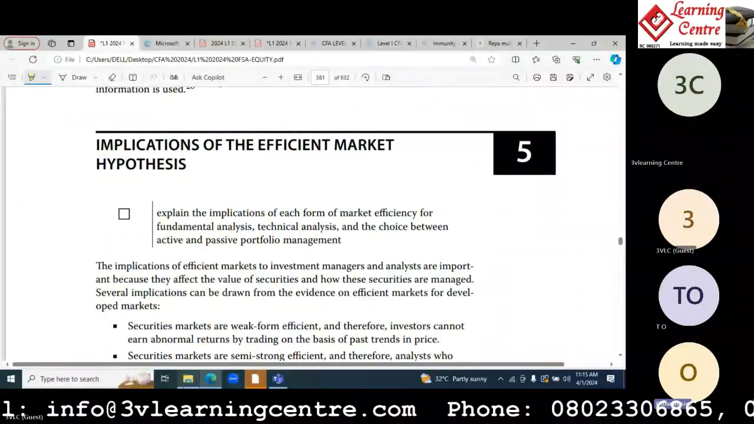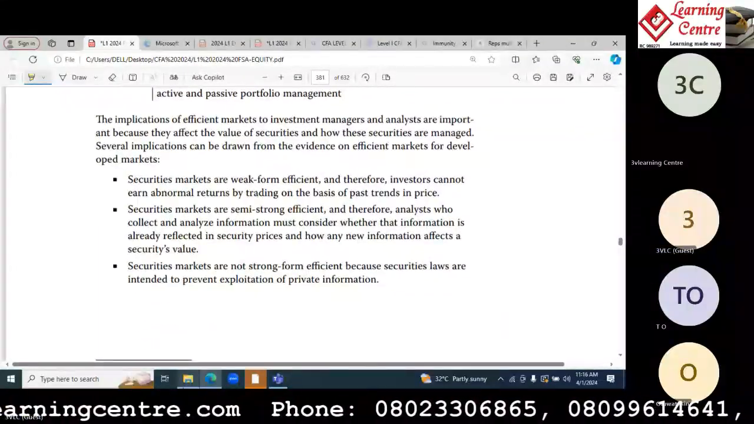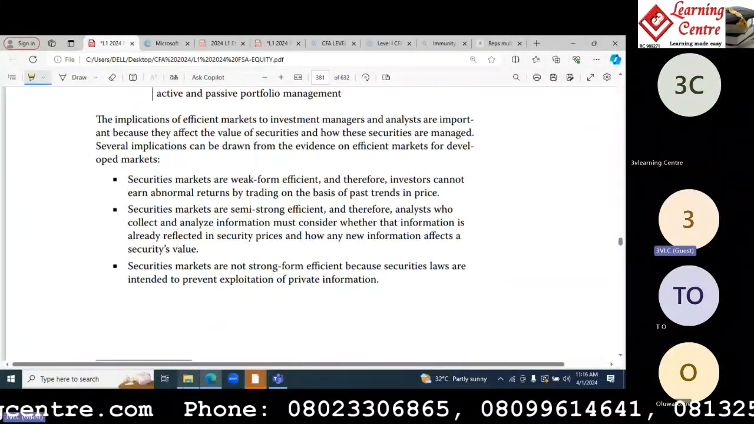Now, I've also done the implication of the efficient market hypothesis, which is what I've mentioned now.